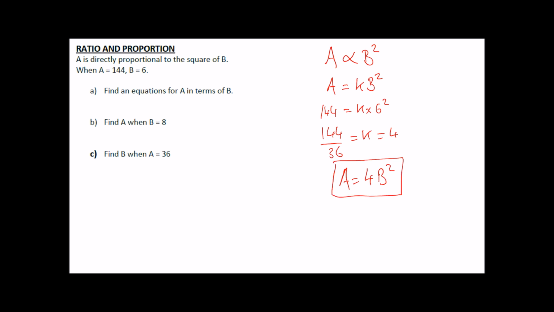Once we've got that, part B and part C will usually be using that formula. So it says find A when B is 8. So nice and easy. A would be 4 lots of 8 squared, which is 256. And then on part C, it says find B when A is 36. So this one we're going to have to do a little bit of rearranging for. So I'm going to divide by 4, which will give me 9. And then I'm going to square root. And don't forget the square root of 9 could be plus or minus 3. So 3 squared is 9, but also minus 3 squared is 9.